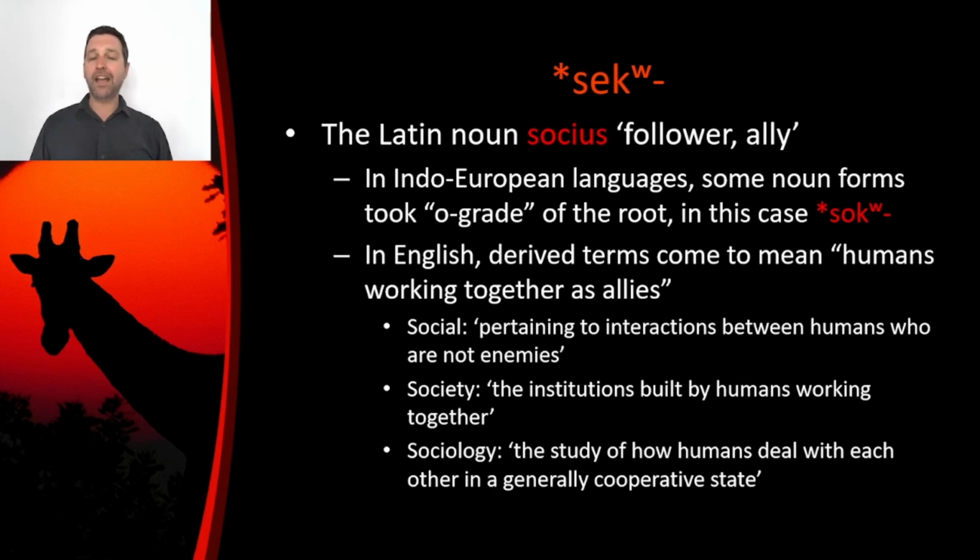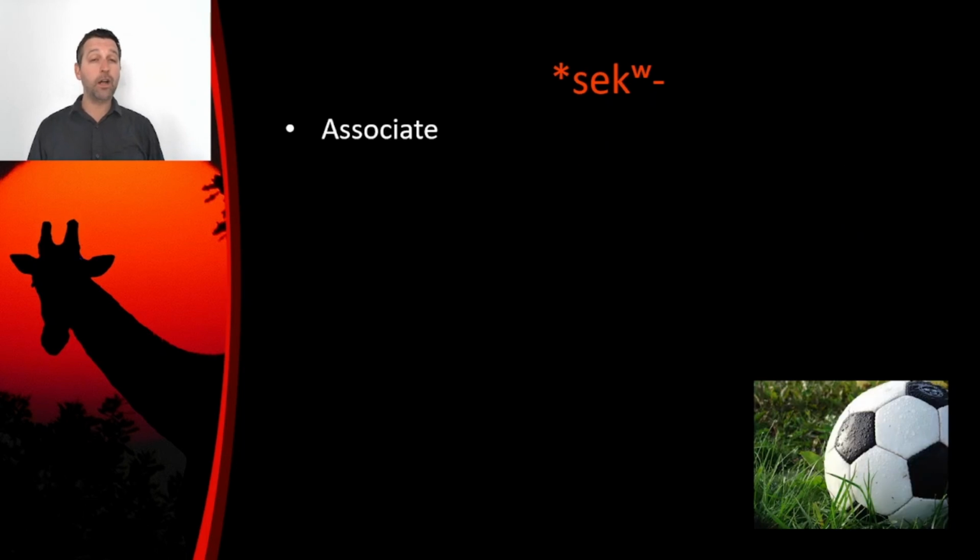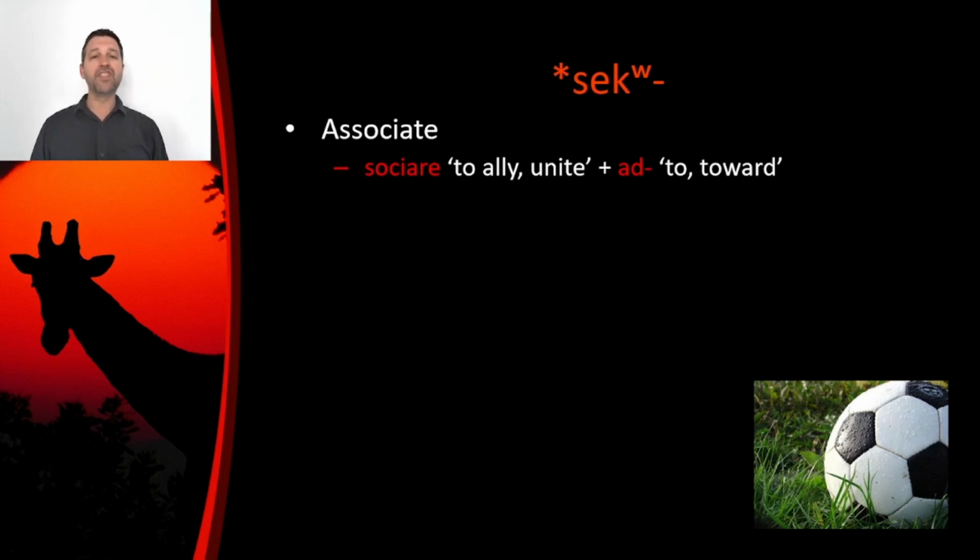Now, as we saw with sequor, we can put some Latin prefixes onto this root, and we can get words like associate, okay? Where does associate come from? Why are there two S's there? Well, remember when you put the Latin prefix "ad" onto things, a lot of times that D will assimilate, including in the word assimilate, to the following consonant.